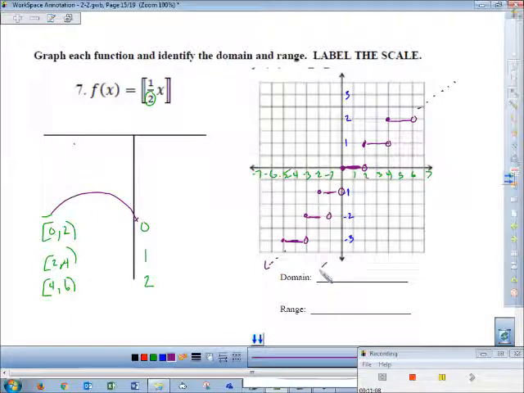So the domain is a set of all x's such that x is an element of the reals, or you can put it in interval notation from negative infinity to positive infinity. But the range, you can't put it in interval notation because you're only getting back integers in this situation. So that's your double bar.